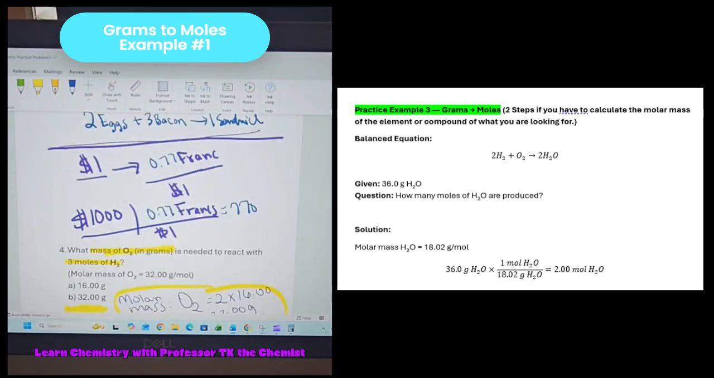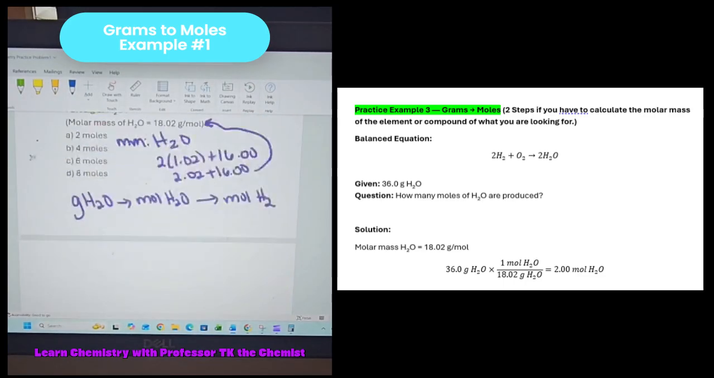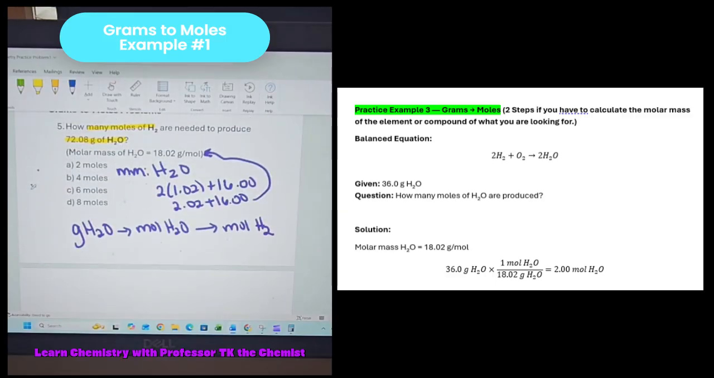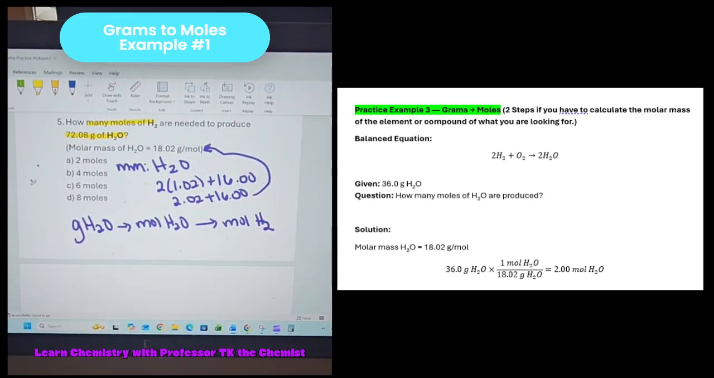Up yonder ways, up here. Okay. You're going to do that down here. So you're going to say 72.08 grams of water times right here. I'm going to put 18.02 grams of water on the bottom because I need to cancel out that conversion of that gram. And on the top, 1 mole of water.